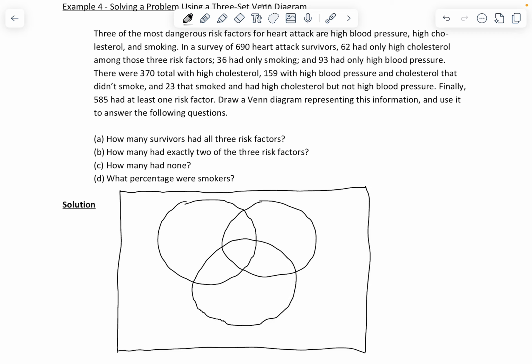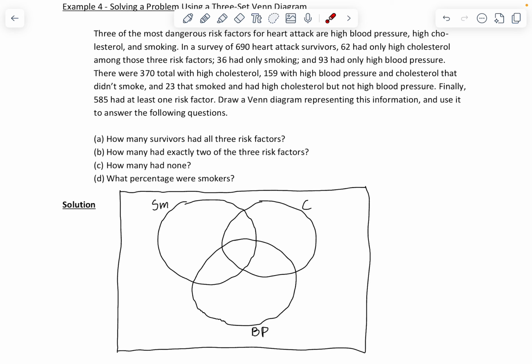Okay, we're going to label this first one SM, that stands for smoking. We will label this one C for cholesterol, and this one BP for blood pressure. The inner region here would be the number who had all 3 risk factors. It would actually be the answer to question A, but it's not given. So what is given? Maybe we'll just start from the beginning.